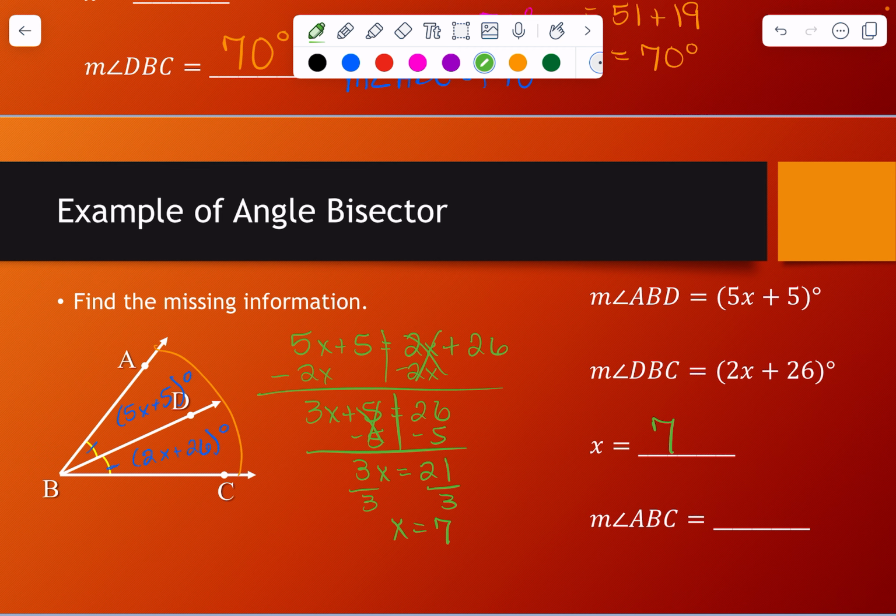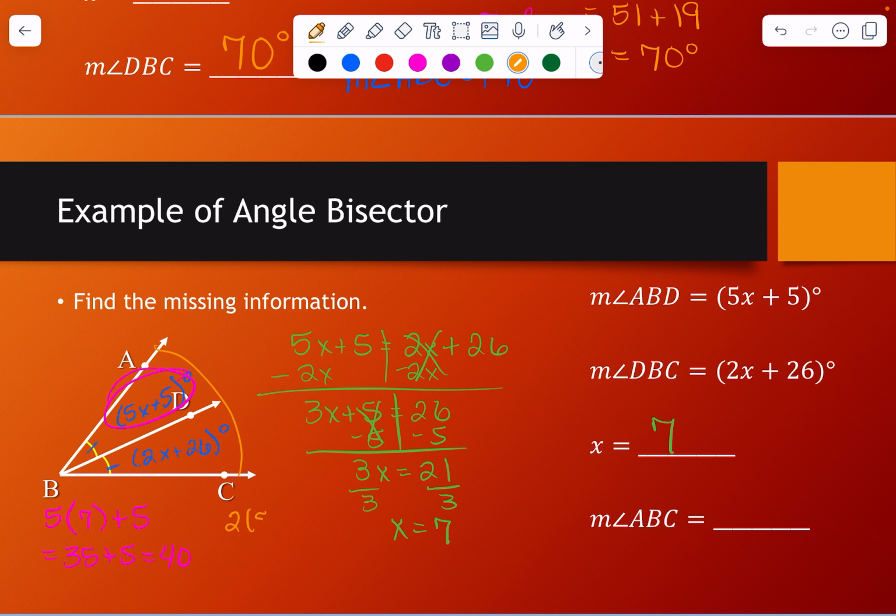At that, now I need to find at least one of these. I'm going to find both so that I can make sure I didn't do something silly here. So I'm going to plug into the first one, and I'm going to go 5 times 7 plus 5. So I'm using this one here. So 5 times 7 is 35 plus the 5 equals 40. Now, just to double check, I'm going to try the second one.